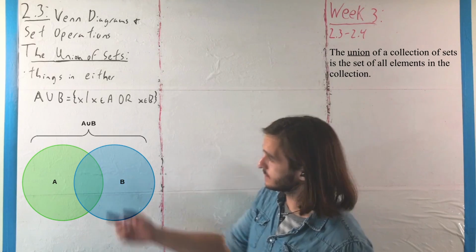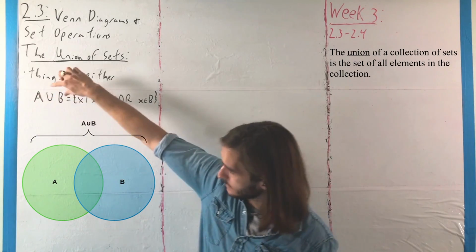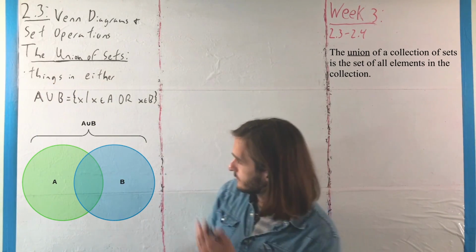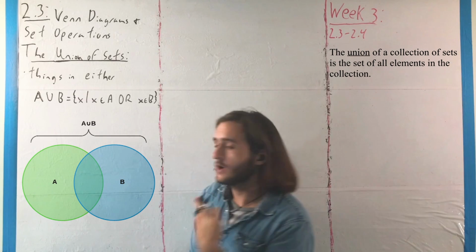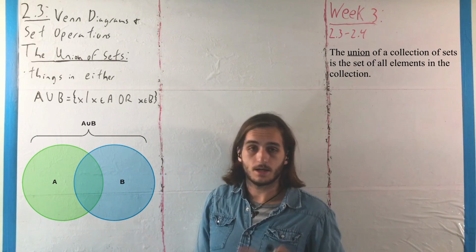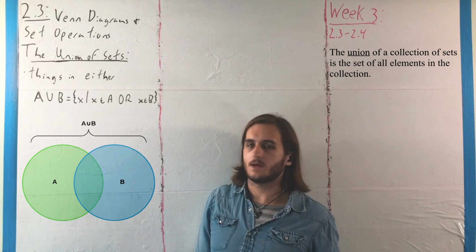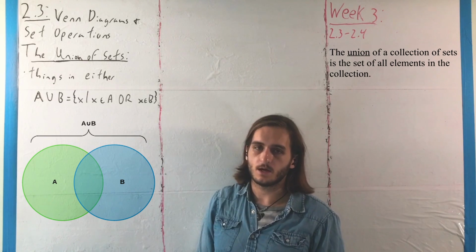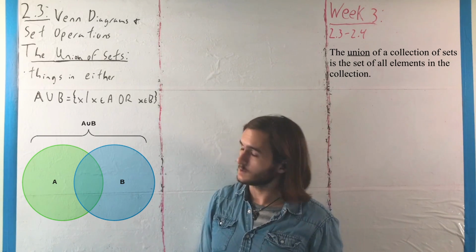So if we want to define something like A union B, that looks like a cup, that would be the set of things x such that x is in A or x is in B. It can be in either, it can be in both. It's the collection of every possibility between the pair, or further on, as we'll see later.